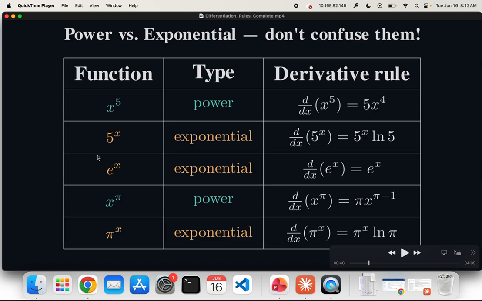And this is another case. Again, case 2 here, 5 to the x and pi to the x. Both of them, the exponent has the variable. So those are exponential. But again, those two cases we're going to see later how to do that. So I'll come back to this slide a little bit later.